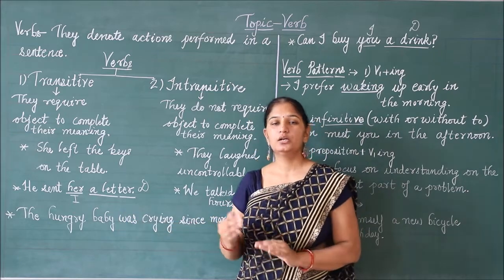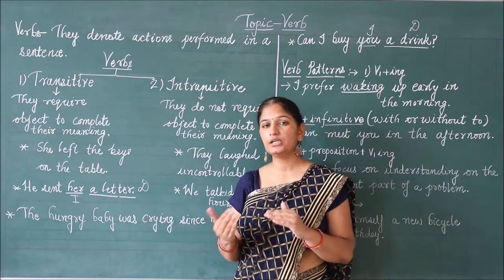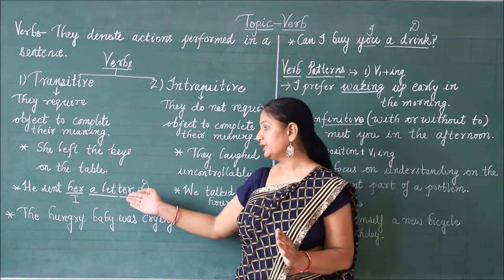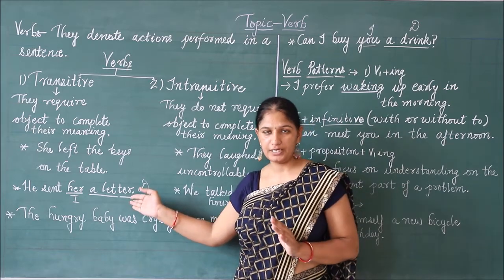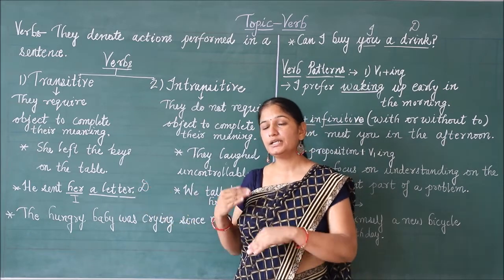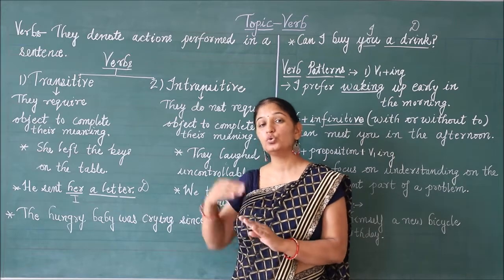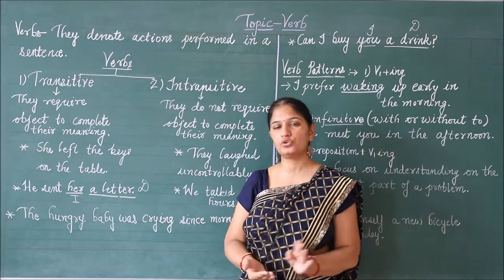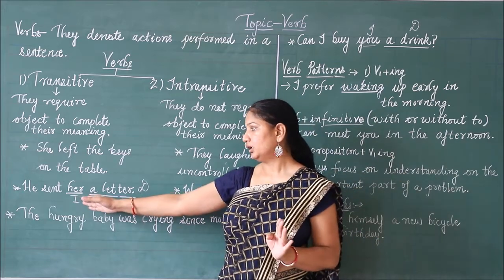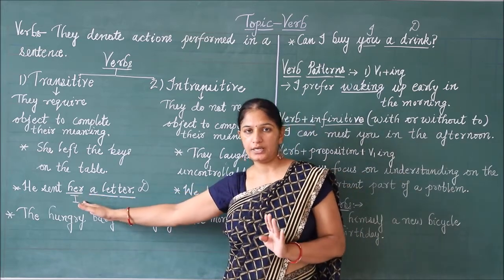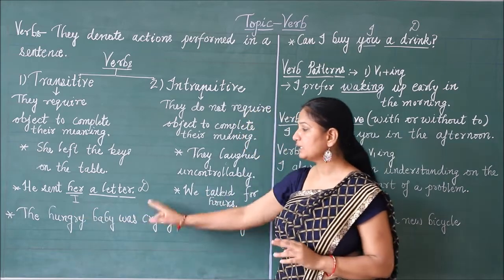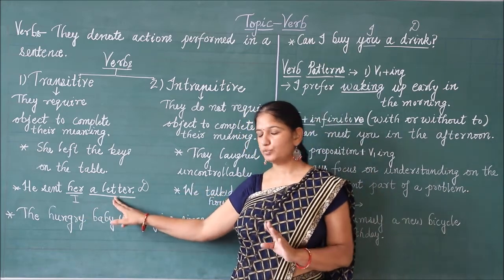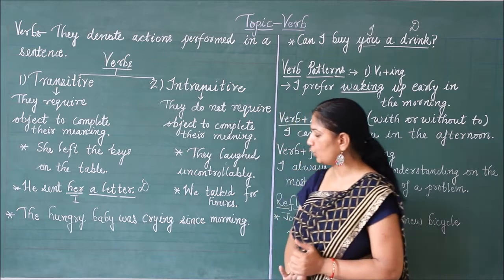When the verb is asked the question what, it gives the answer of direct object, and when it is in relation to whom the action is done, or for whom the action is done, then that answer will be the indirect object. So in this sentence, a letter is a direct object, her is an indirect object.